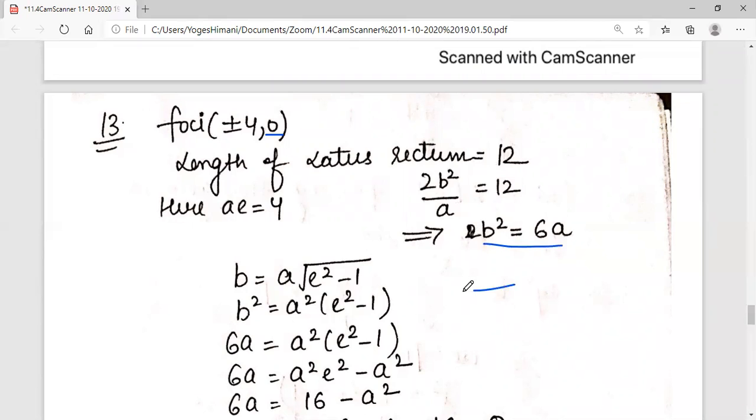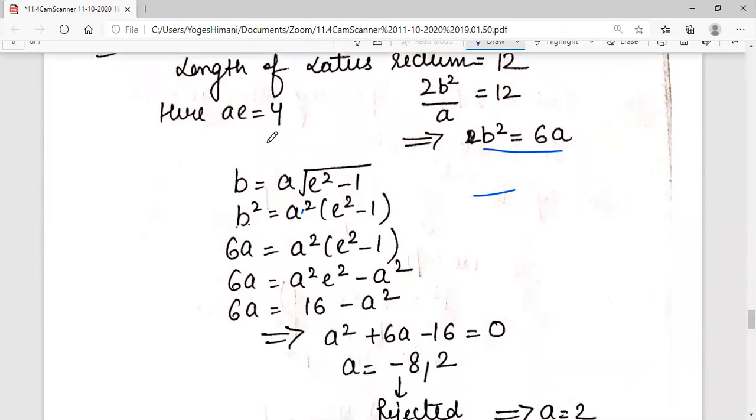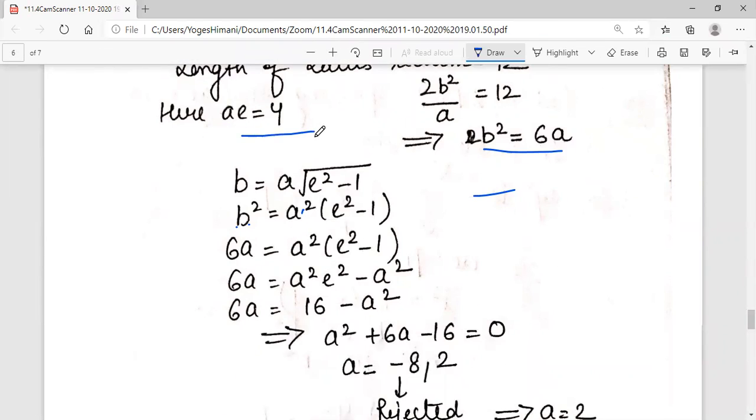Now we need the value of b also. The value of b is a under root e square minus 1. Do squaring on both sides. b square is equal to a square into e square minus 1. What is the b square value? From here, 6a equals a square into the bracket e square minus 1. Open the bracket. Now students, we have the AE value from here. AE value is 4. Put it here. a square e square is 4 square, 16.